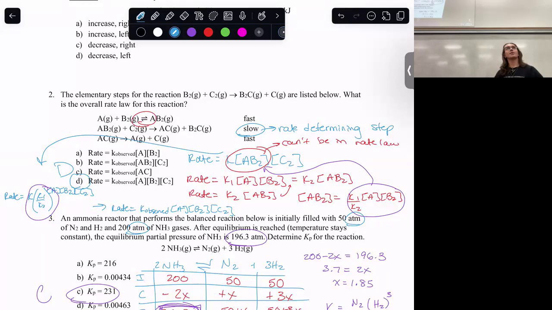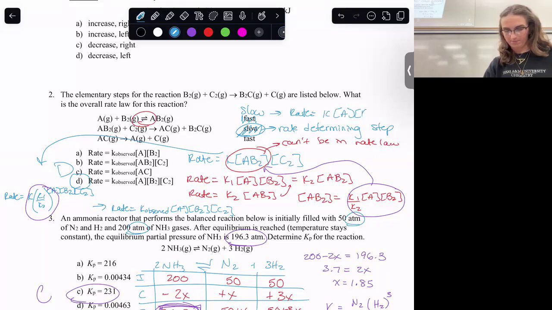Yep. Yes, yeah. So if this was slow, then your rate law would just be rate is equal to K times A times B2. And you can move on from there. Yep.